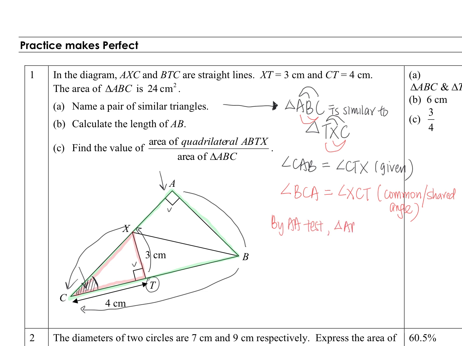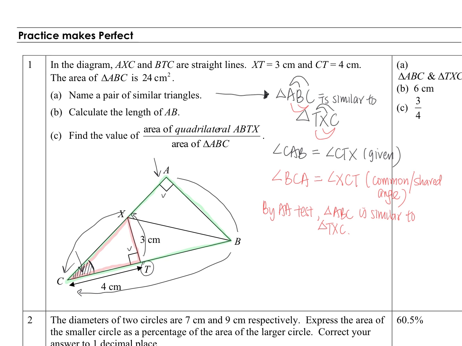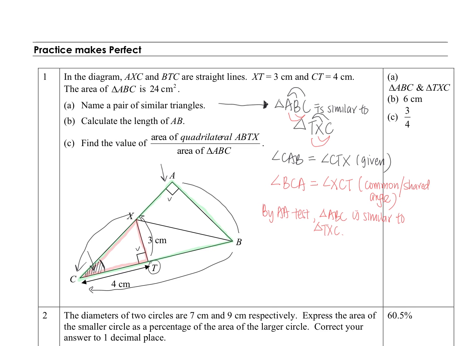This triangle is similar to triangle TXC. So in many of my years of experience, AA test is the most common test. They like to test you for similarity. Okay, because they don't need to give you any length and you can prove their similarity. Okay, so this is the first thing. Okay, next is they say, can you calculate the length of AB? So it will be good for you to redraw the triangle.